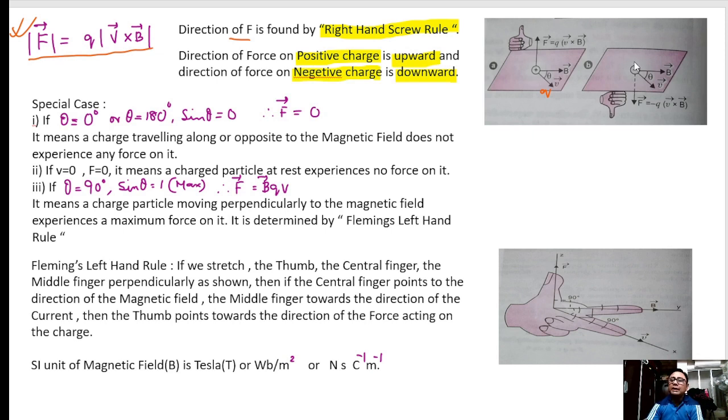And if this is a negative charge, this is the negative charge and this is the positive charge, the direction of force will be down. Direction of force will be down. So let us study some special cases here.